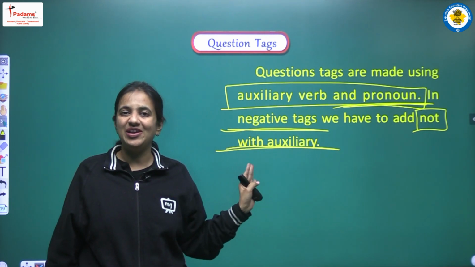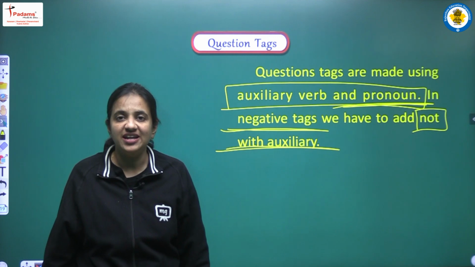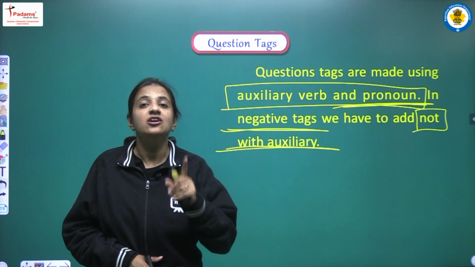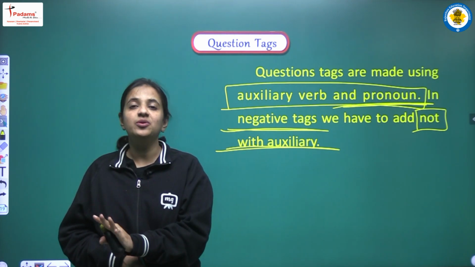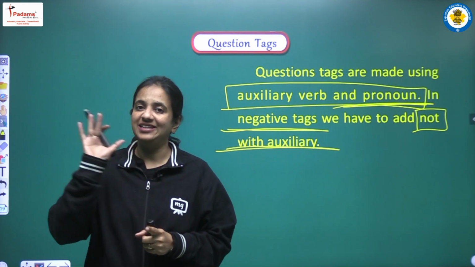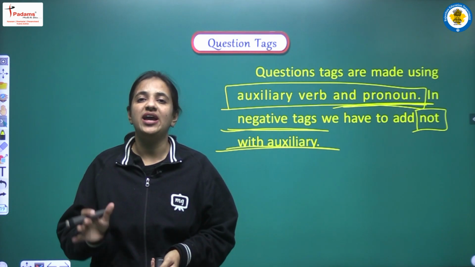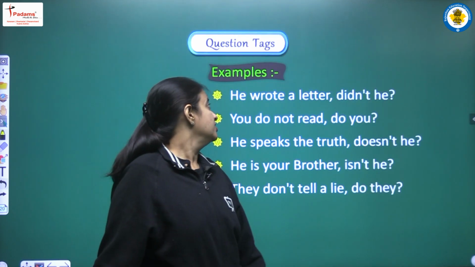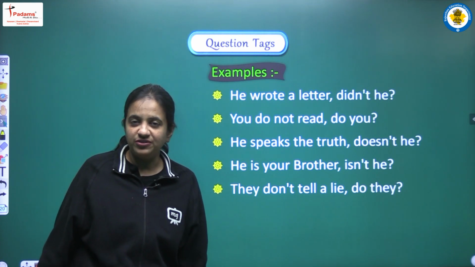Clear? So basically, we have discussed that in a question tag, we need two major things. First is the auxiliary verb, the same auxiliary verb that is there in the sentence, and second, we have to add one pronoun. Clear? So now let's see some examples.